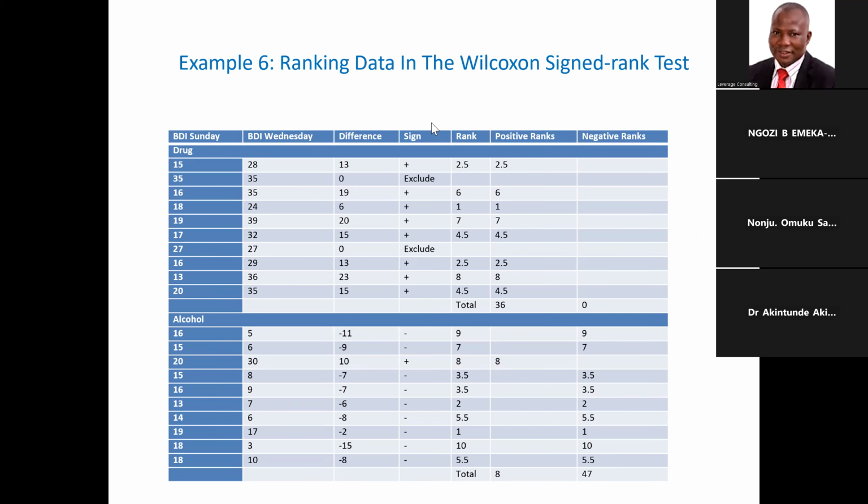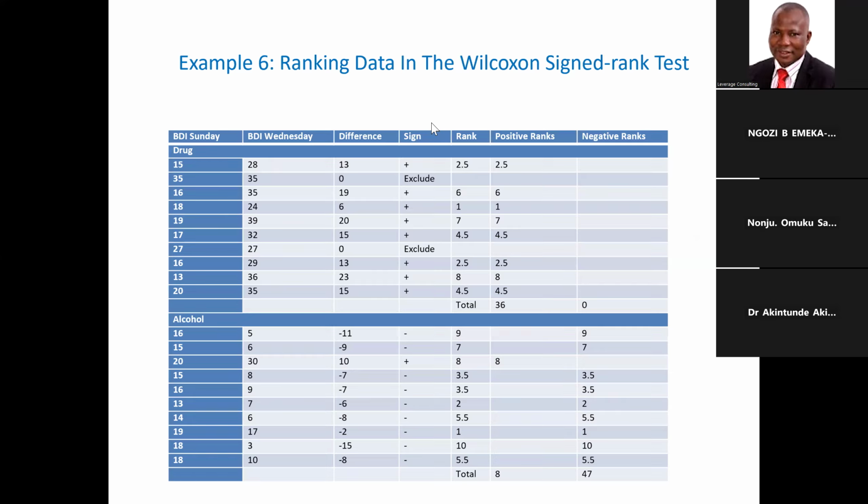So let's look at this. Look how we did it separately for Wednesday and Sunday. Here now we are doing it separately for alcohol and drug. So for drug, the first column is the score on Sunday, and the second column is the score on Wednesday. Then you have to find the difference. You subtract one from the other. From here, I think we subtract Sunday from Wednesday.